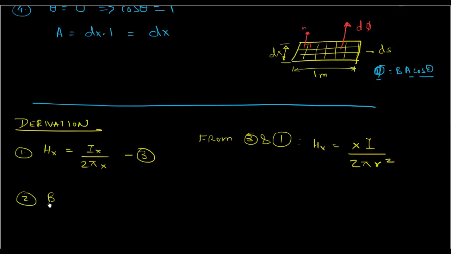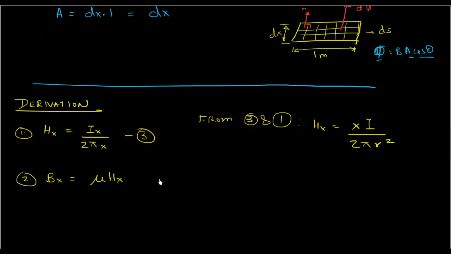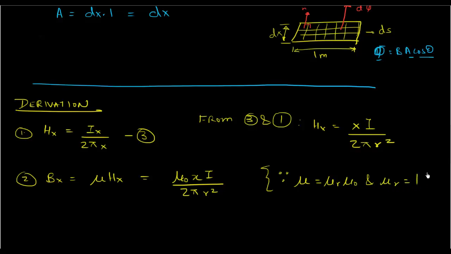Then let's look at b of x. We know that that's mu times h of x. We've seen here that mu can be written as mu naught for our case. So let's write that. We have mu naught x I over 2 pi r square. We'll write that down because mu is equal to mu r times mu naught, and mu r is equal to 1.